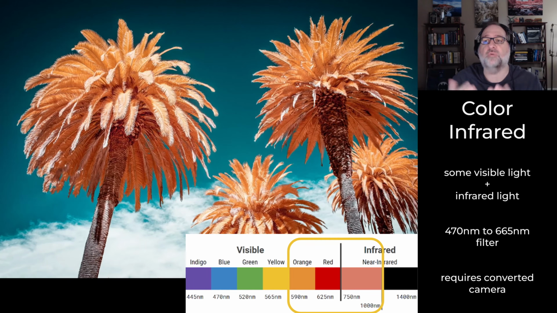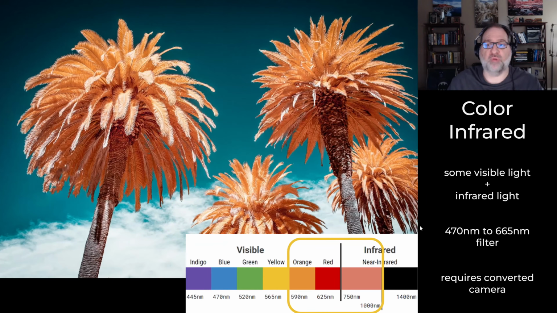So a style of infrared that we call color infrared captures a little bit more visible light than just that sliver of red. It actually captures all of red and orange light. So filters could range from as low as 470 to as high as 665 nanometers, capturing a variety of light. This will produce different amounts of color saturation. The less visible light that you capture, the less color saturation. The more visible light that you capture, the more color saturation will be available in your image natively before you apply any post-processing.